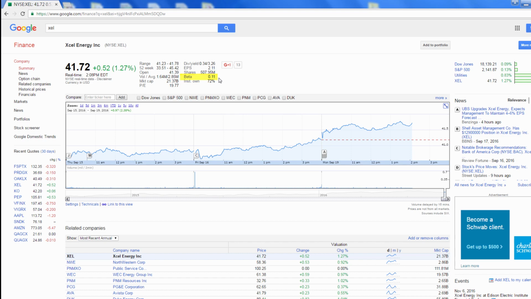I'm not recommending it. I'm not recommending utilities. Everybody's different. I'm just saying if you look at it from a beta, if you were to ask me, is this a low beta stock? I'd say it's an extremely low beta stock at 0.11.